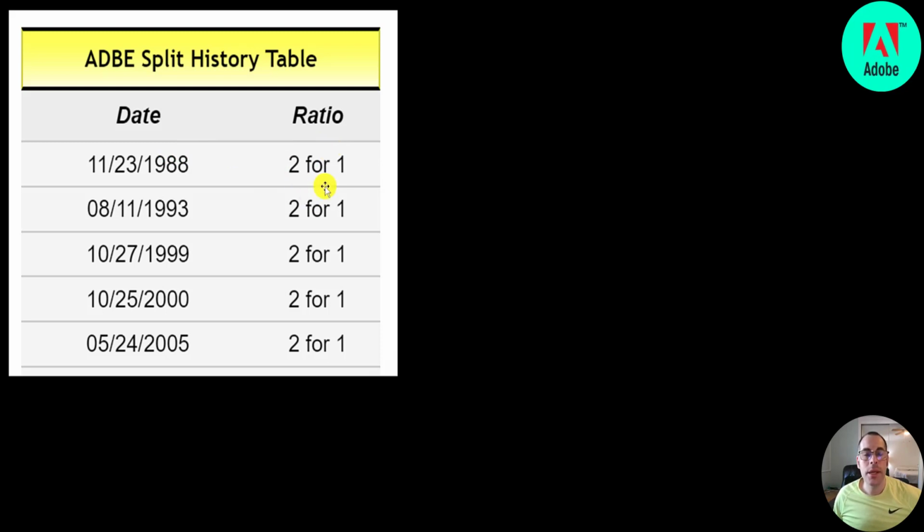In 93, you'd have 4 shares. That 1 share you originally bought in 87 now is 4 shares. In 99, 8 shares. In 2000, 16 shares. In 2005, 32 shares. You see how it multiplies? So if you bought 1 share in 1987, by 2005, you'd have 32 shares.